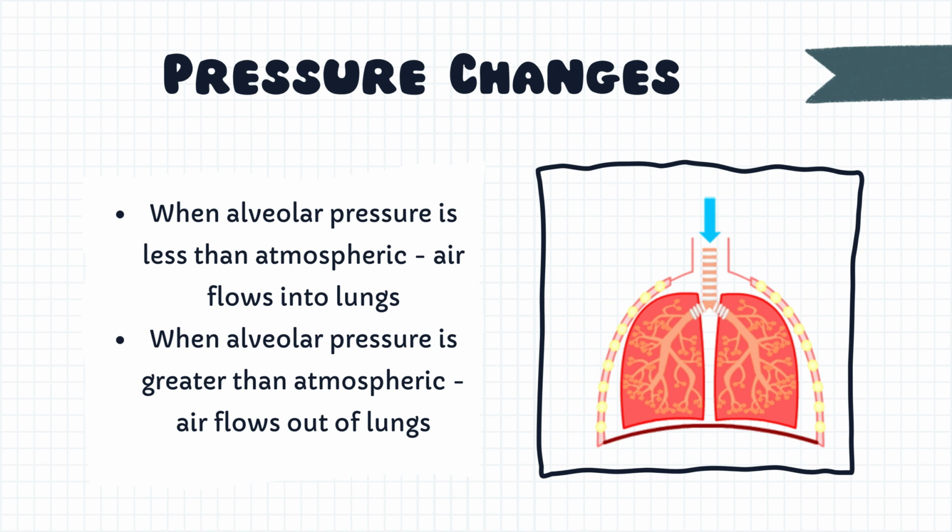During expiration, the opposite happens. The diaphragm relaxes, the lungs recoil. Alveolar pressure rises slightly above atmospheric. Air flows out. So to summarize, inspiration: alveolar pressure is less than atmospheric. Expiration: alveolar pressure is greater than atmospheric. Intrapleural pressure stays negative and becomes more negative during inspiration. These pressure changes drive ventilation, breath by breath.